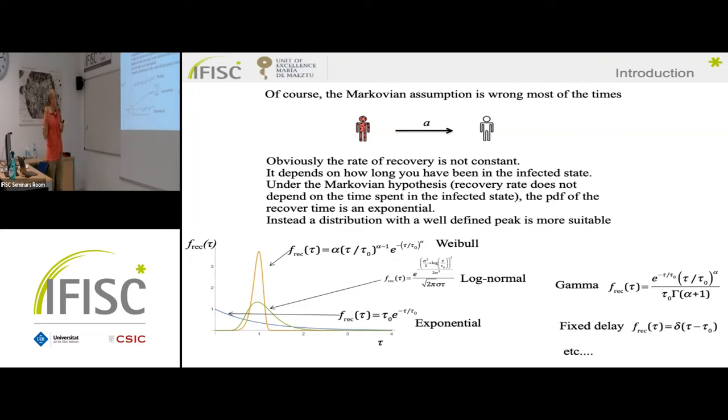Obviously, as I say, one of the things is that you do not recover at a constant rate. You have a flu, you do not recover the first day of the flu. The probability of recovering is zero. So a constant rate for the recovery is plainly wrong. What can you do? Well, you can change the distribution of recovery times. Instead of assuming that the recovery rate is constant, which leads to an exponential function for the recovery time, you can assume some more realistic form. For example, people have used the Weibull distribution, the log-normal, the gamma, or even a fixed delay, where you have things happening at a time tau exactly after the beginning of the process.